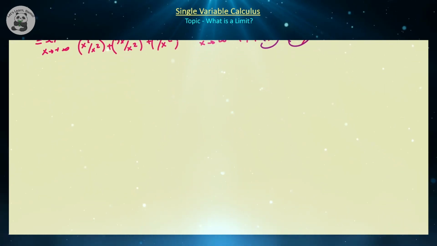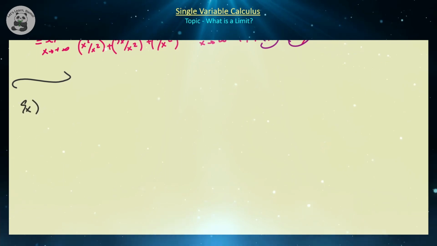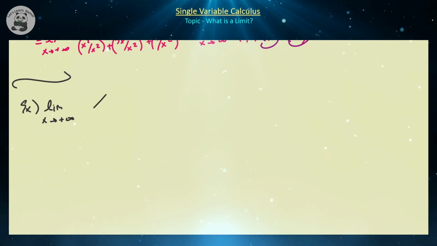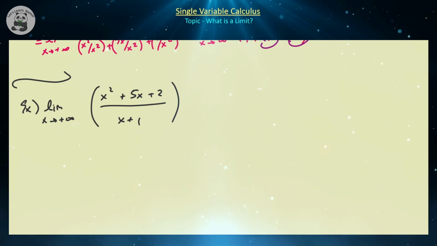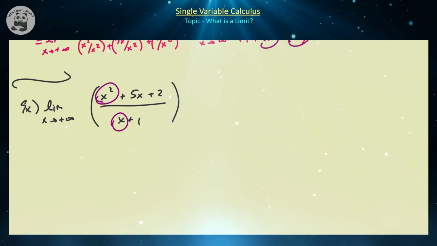Let's look at a couple other examples just to make sure we get it. So let's assume that we have the limit as x approaches positive infinity of x squared plus 5x plus 2 all over x plus 1. So obviously as x gets arbitrarily large, x squared is the dominant term of the top and x is the dominant term of the bottom. Or you can divide top and bottom by x squared and you'll get the same answer.